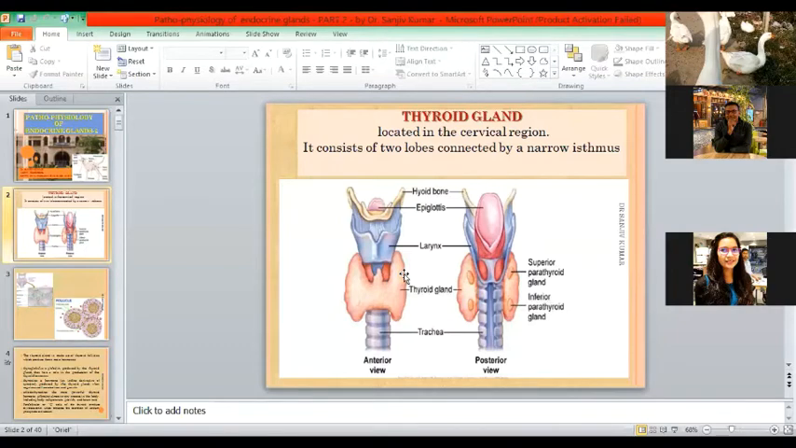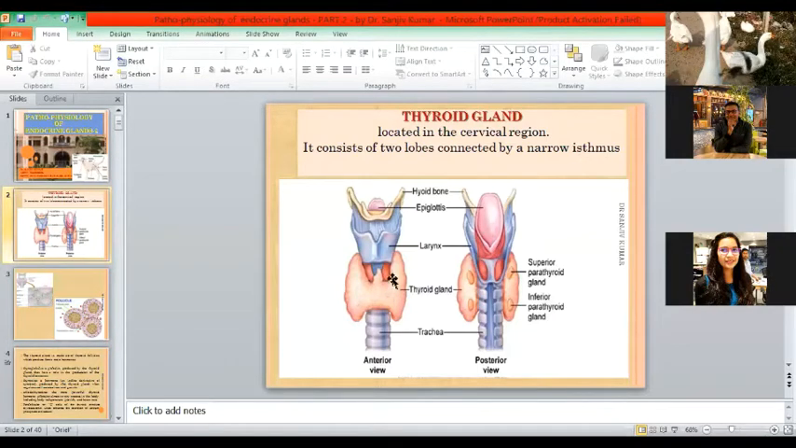this is located in the cervical region, just below the larynx. You can see in this picture, it is located just below the larynx towards the ventral side, and it is a single gland, but it appears bilobed. There are two lobes, but the gland is single, and the two lobes, that is the left and right lobe, are connected by the isthmus. That is called the isthmus.